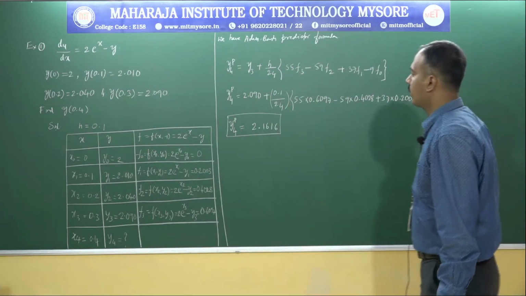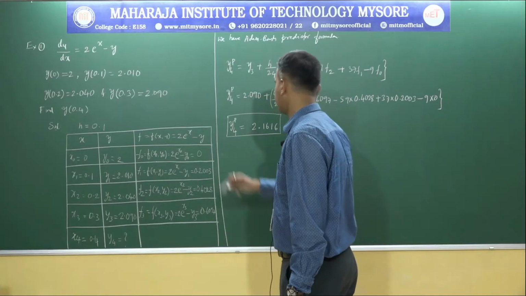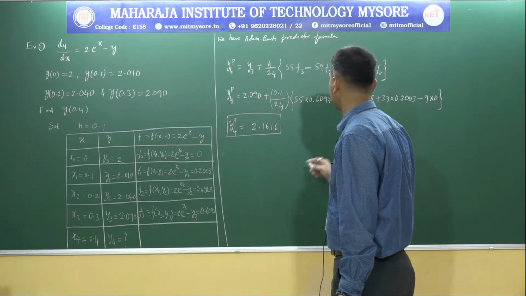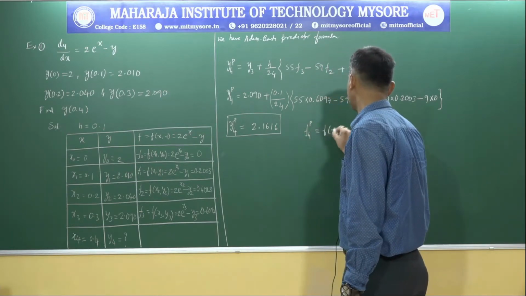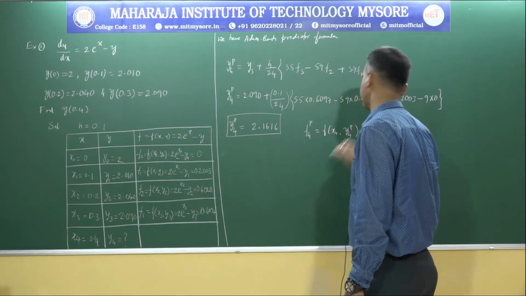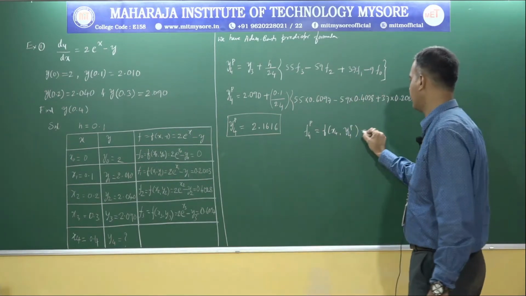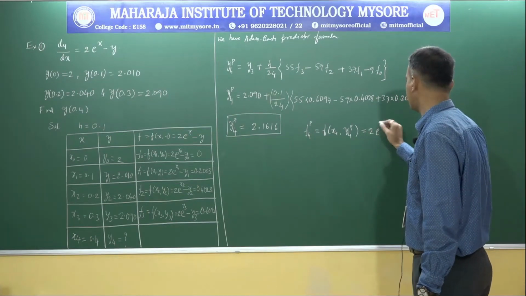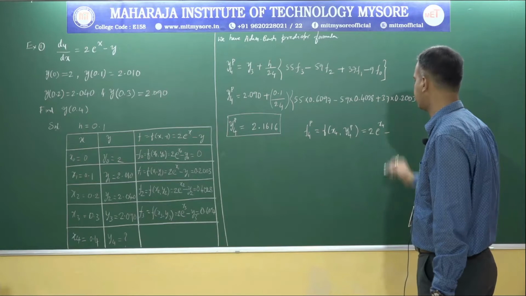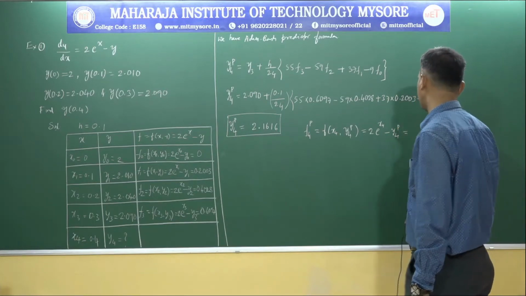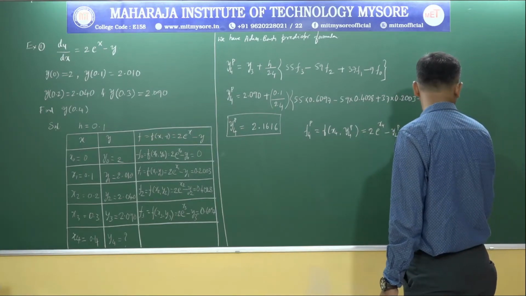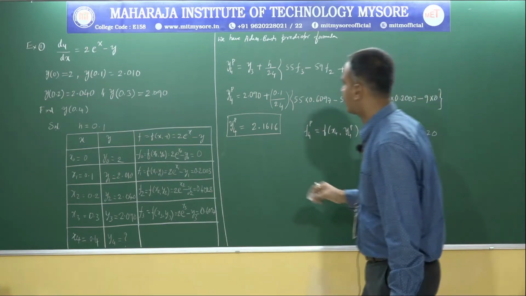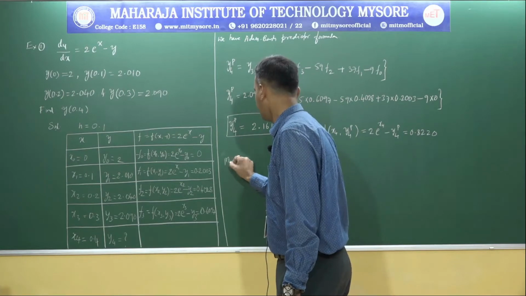Next we require f4p, which is f of x4, y4p, that is 2e^x4 - y4p. After simplifying, we get 0.8220.